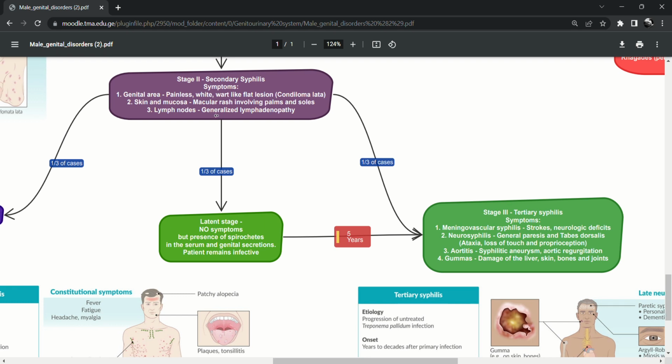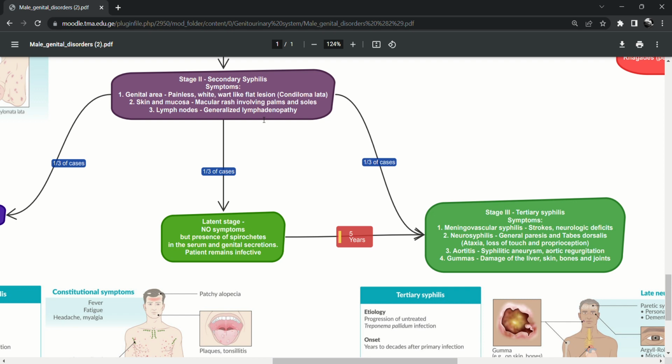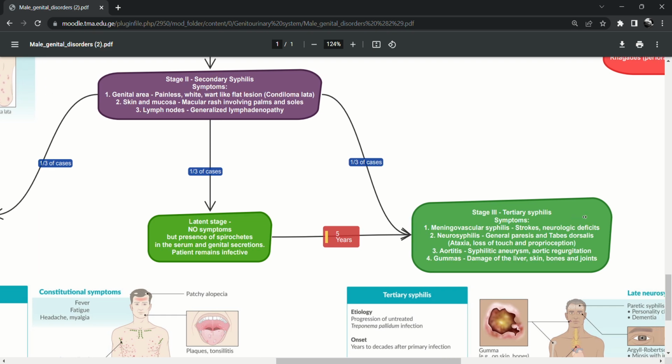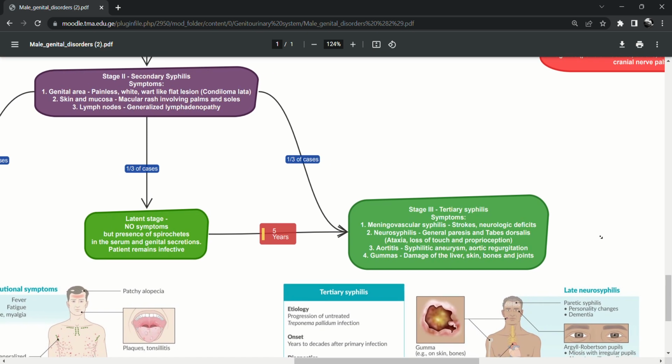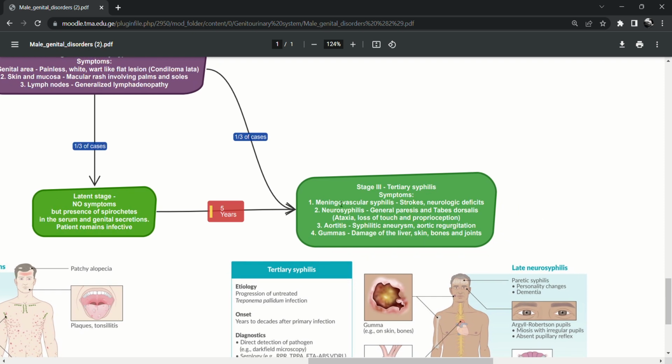So it can go straight from stage 2 to tertiary syphilis, or from stage 2 it can progress to the latent stage with no symptoms but still infective, and after 5 to 20 years, the patient will develop tertiary syphilis after the latent stage. Tertiary syphilis is the most severe form of syphilis. It's usually characterized by meningovascular syphilis. It can be strokes, neurological deficits.